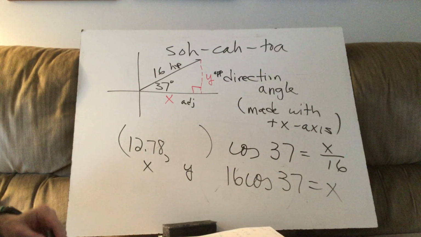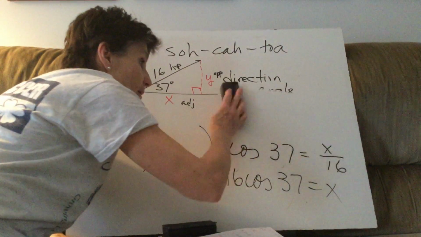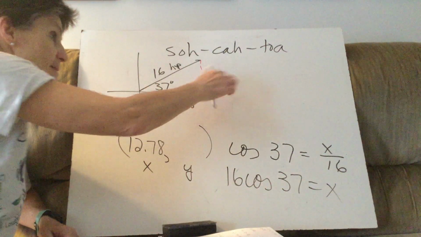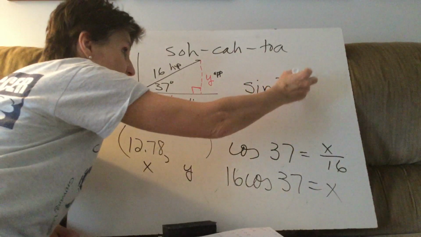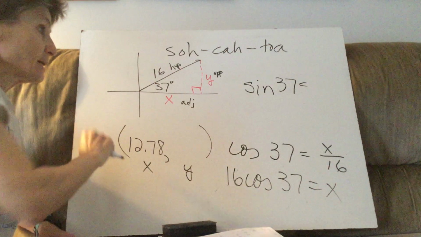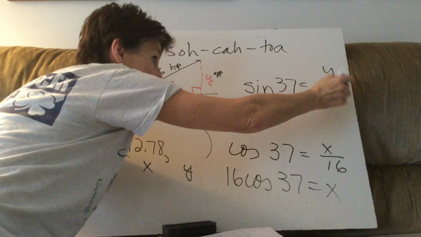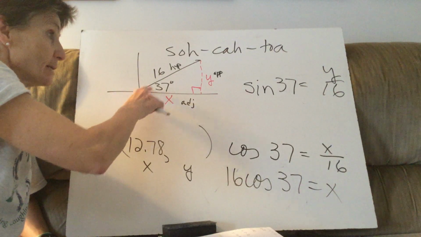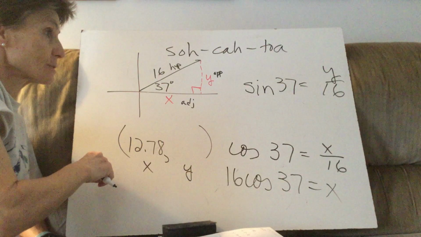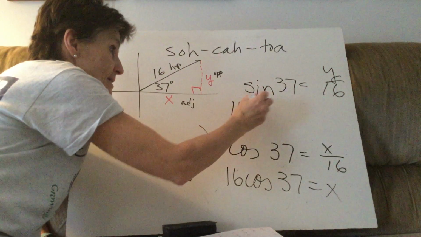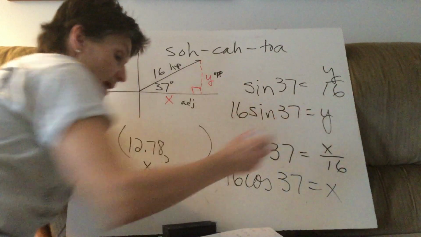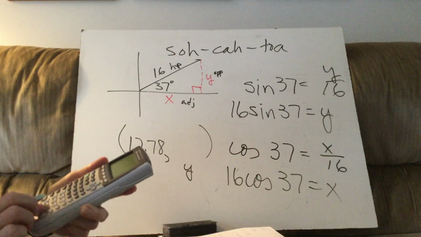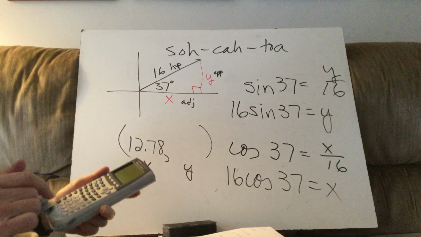And then guess what? We still have to find y. And we're going to do exactly the same thing, only now to find the opposite side, we'll use sine 37. So sine of the angle equals opposite over hypotenuse. So then we'll multiply by 16 and type it in on our calculator. And that's 9.63.